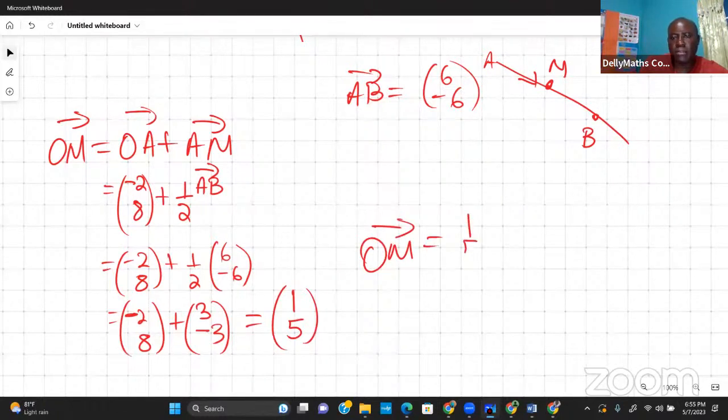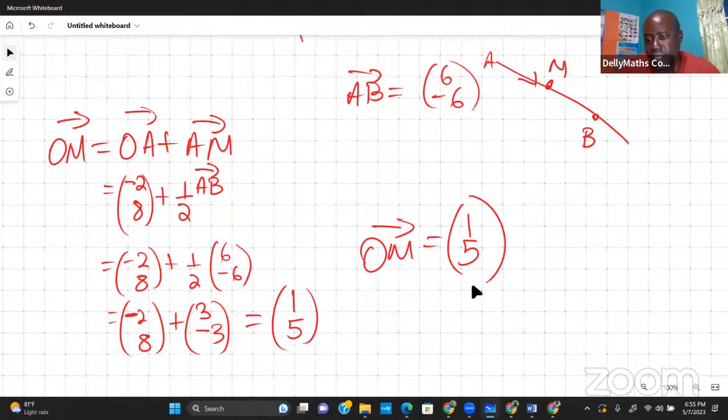OM is 1, 5. Done, right? We're utilizing the same ideas, same thing, and just walk yourself through as you go. Do not overpressure yourself. Read the instructions, read what they say, and you will come through, right? So OM is 1, 5. You're putting together what they give you, and you're working it.